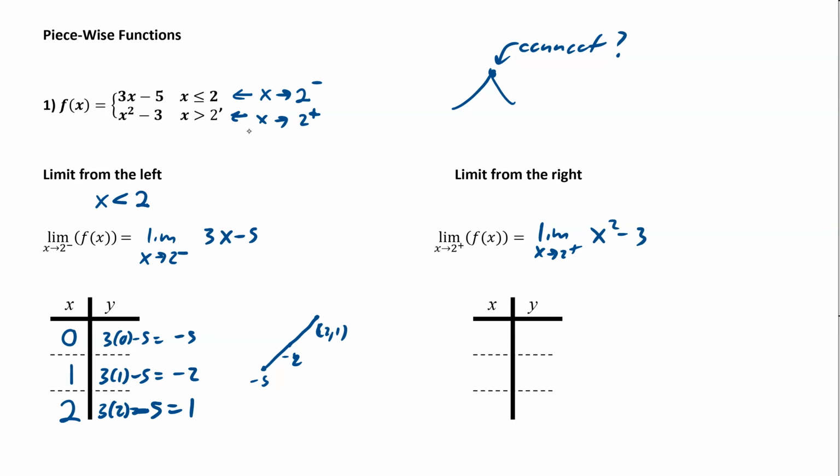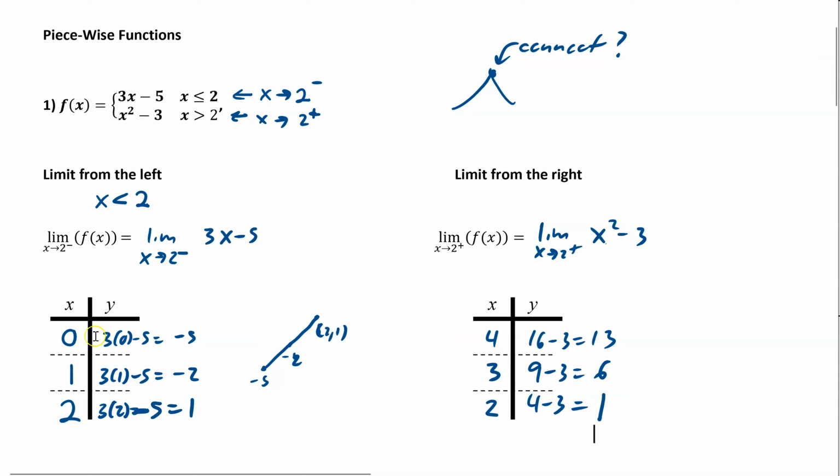So now we're going to do the same exact thing. We're going to plug in numbers coming in from the right. So give me something bigger than 2. So 4, 3, and 2. We're coming in from the right. So if I were to plug in 4, that would be 16 minus 3, which is 13. And that would be 9 minus 3, which is 6. And then that would be 4 minus 3, which is 1.